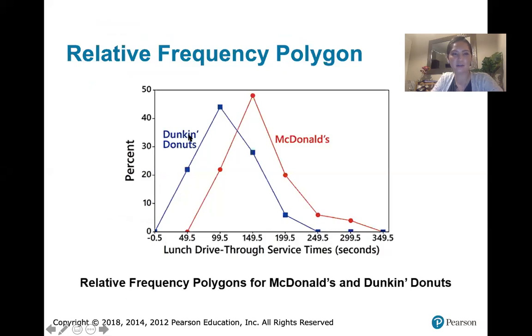And then we can also talk about relative frequency polygons. These are McDonald's relative frequency polygons and Dunkin' Donuts relative frequency polygons for lunch service times at Dunkin' Donuts and McDonald's. We see from this picture that Dunkin' Donuts has a much shorter lunch service time. But I mean, they serve donuts and McDonald's serves food, so you would expect that. They serve meals with protein, whereas Dunkin' doesn't tend to, not for the most part, not at lunch. Anyway, so that's a relative frequency polygon.